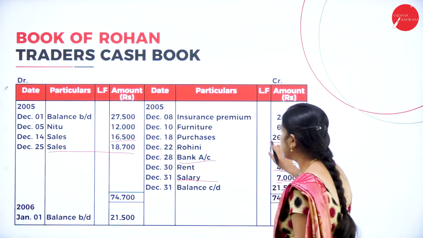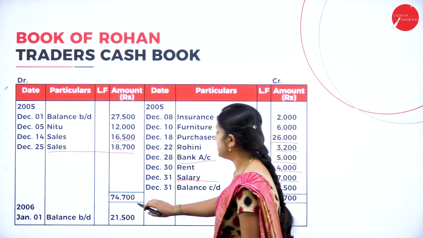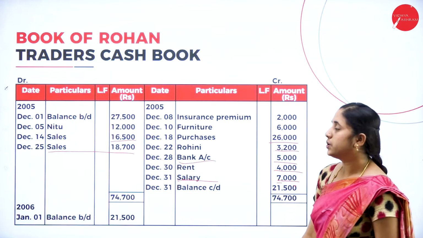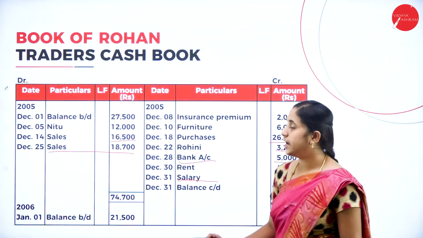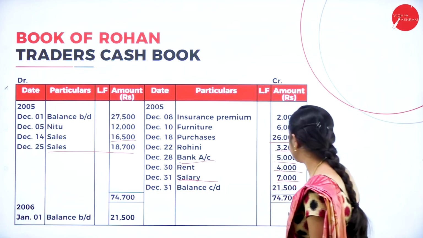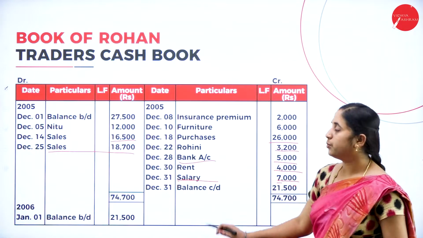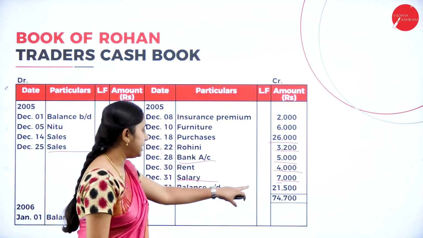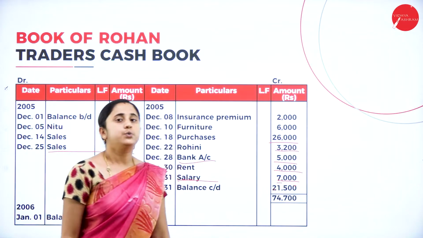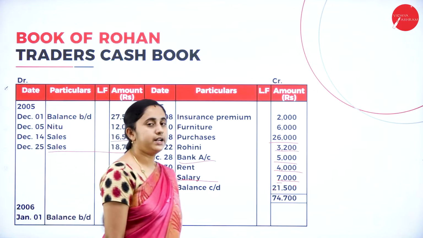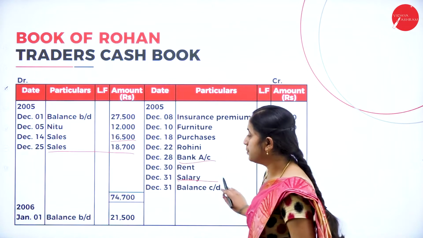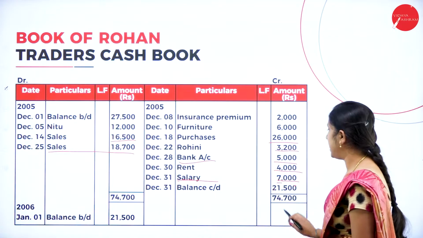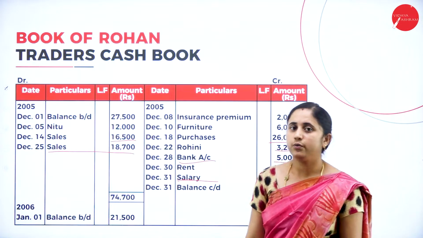Next, after finishing all the transactions in the cash book, just make a total of the debit side and credit side. The debit side total you will get 74,700. So write on both sides whichever is higher, 74,700. Then write the difference as balance carry down, 21,500. The balance carry down should be brought down for the next month. Here December 31st balance carry down is 21,500.